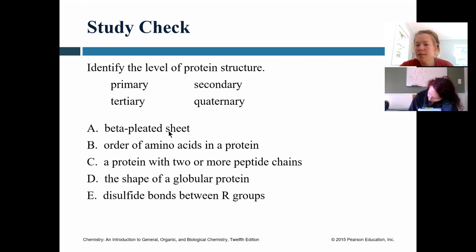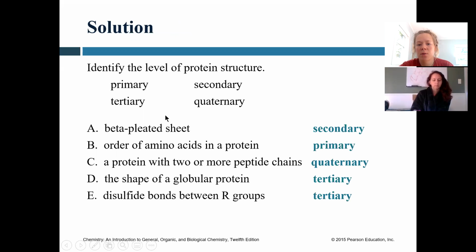A beta pleated sheet is a classic example of a secondary structure. Ordering of amino acids within a protein is a primary structure. The first thing we do is order them and then connect them together. A protein structure with two or more peptide chains would be quaternary, like taking two protein units and sticking them in a box together. The shape of a globular protein is a tertiary. Globular, fibrous, those are all going to be on the third level of structure.